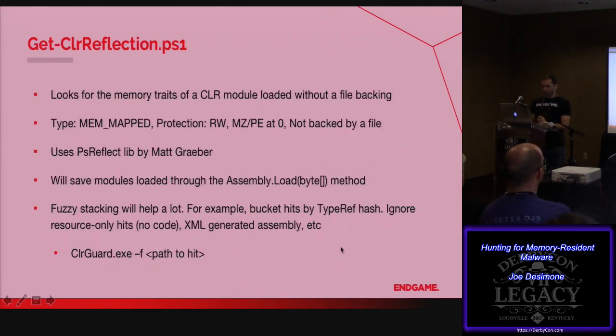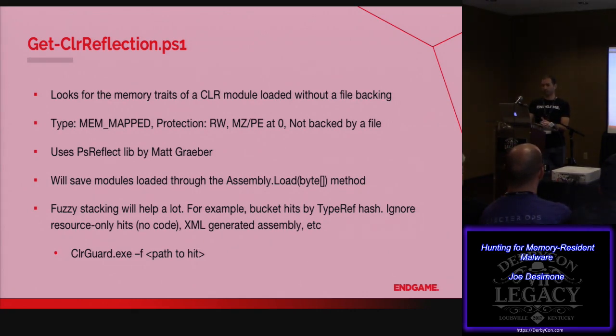Okay, so this script that we're going to release, Get-CLRReflection, how does it work? Like I said earlier, PSReflect by Matt Graeber is used to interact with the Win32 API. It's a nice little library to use. Basically it's pretty simple. It looks for the memory traits of that .NET CLR module when it's loaded without a file backing. If you open up Process Hacker after you've done this, you can find it by looking for memory-mapped sections that have read-write protection only. Note, it doesn't have +X, so if you're looking for that, you won't find these.